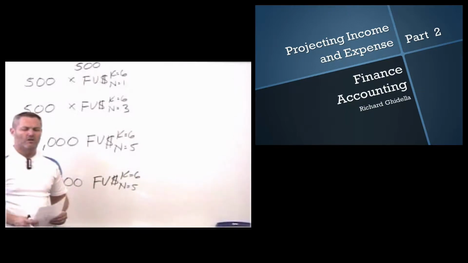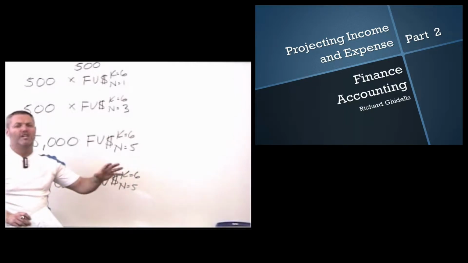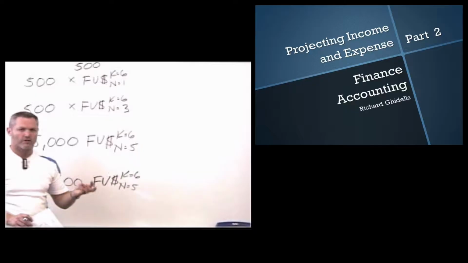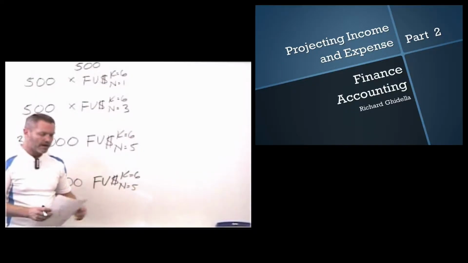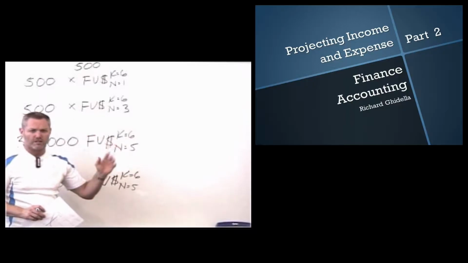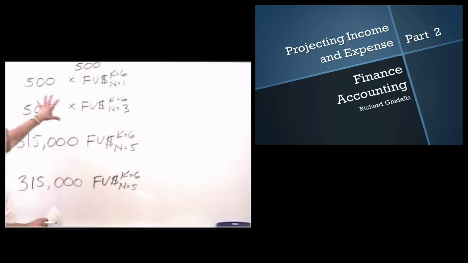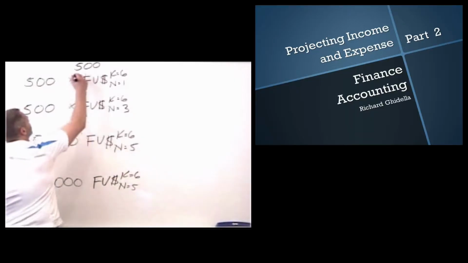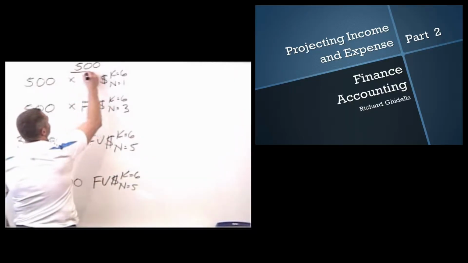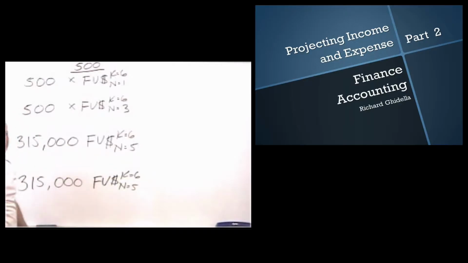All right, so we just finished up doing our projected income for 1 year, 3 years, 5 years, and at retirement. Now we're going to start doing a couple different expenses. And so the first one we're going to look at is rent. So let's say that right now you're paying $500 a month in rent.